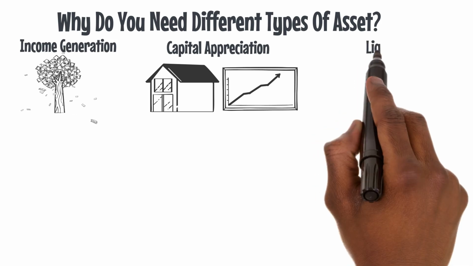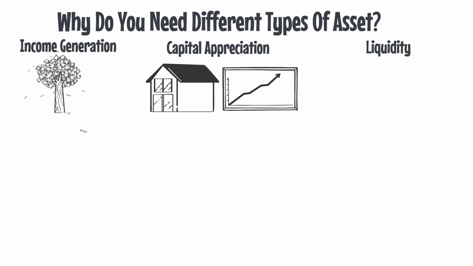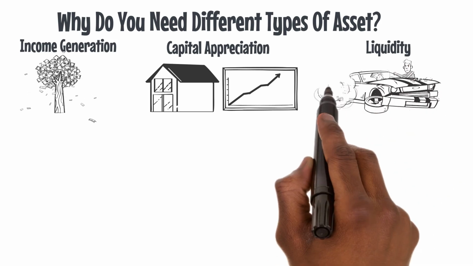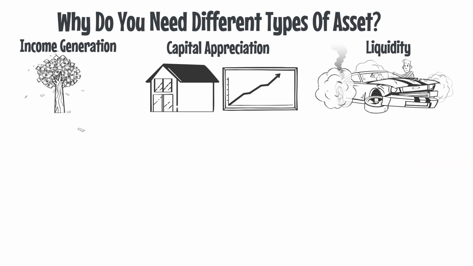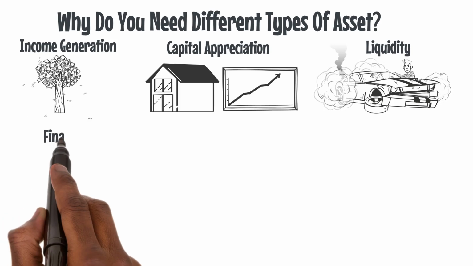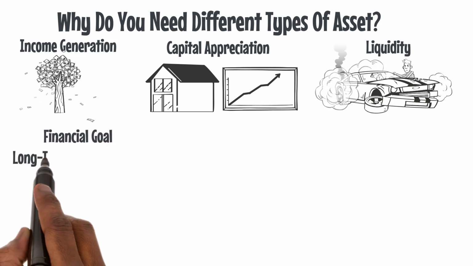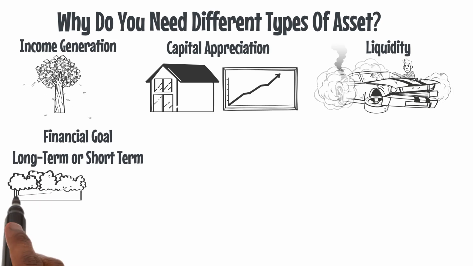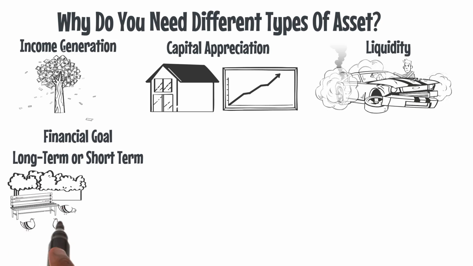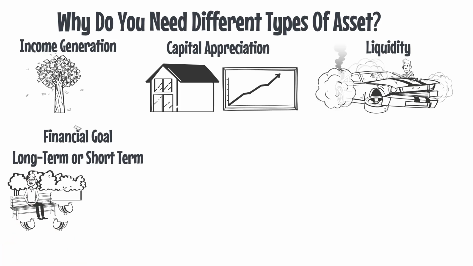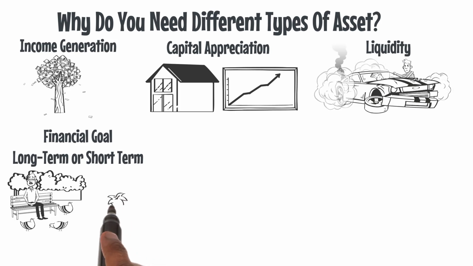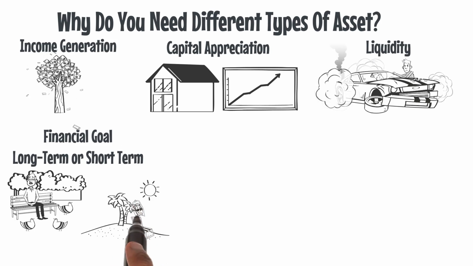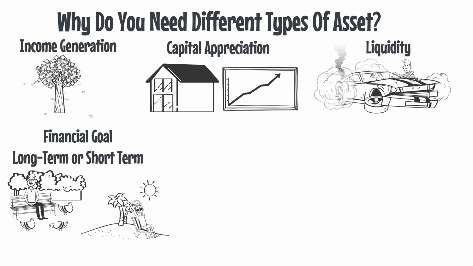Now we have liquidity needs. Having liquid assets such as cash can come in handy to ensure we meet unexpected expenses. We have financial goals, which could be long-term or short-term. If you are deciding to save for retirement, having mixed growth assets will be essential. But if you're thinking about a vacation, having liquid assets with you can come in very handy. So your financial goals can depend on what type of assets you invest in.